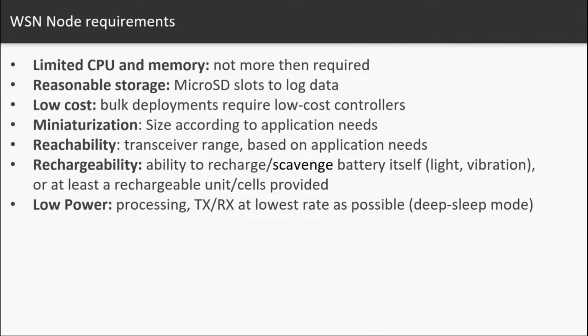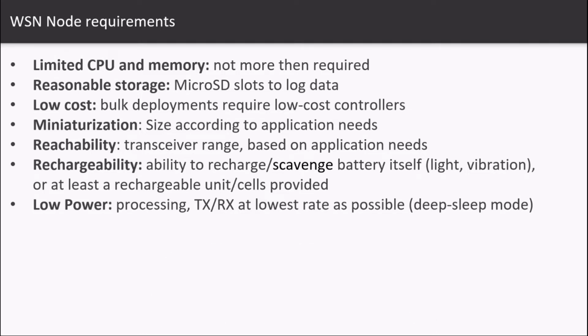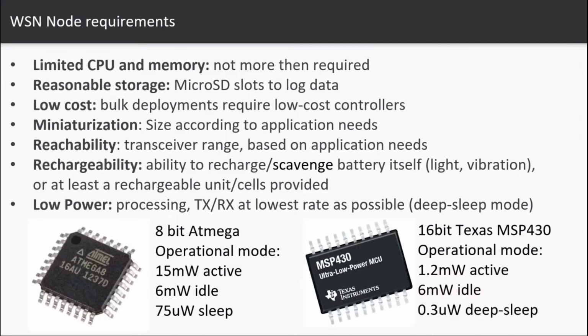And lastly, to make the node live longer, it needs to have low power, including the processing and the transmission and reception. It should be at the lowest rate possible. For that, the microcontrollers come with the deep sleep mode as well, where if no transmission or reception is done, the controller goes into deep sleep mode, which consumes much less power than normal. So a comparison of two types of microcontrollers available in the market are the 8-bit ATmega and the 16-bit Texas MSP430.